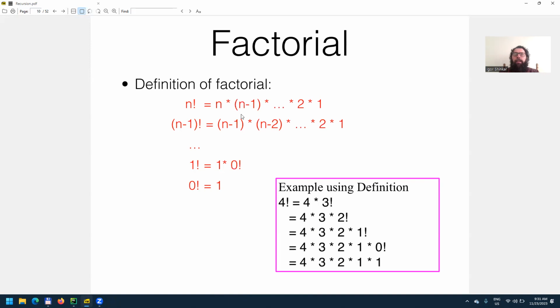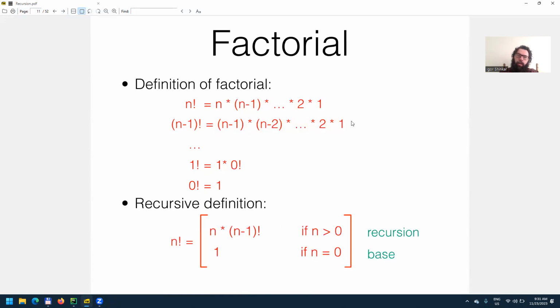And I would like to say that we can write n factorial as n times n minus 1 factorial. So basically, this calls for a natural definition, and the natural definition says that n factorial is equal to n times n minus 1 factorial for n greater than 0. And when n is equal to 0, then we define the factorial of 0 to be 1.